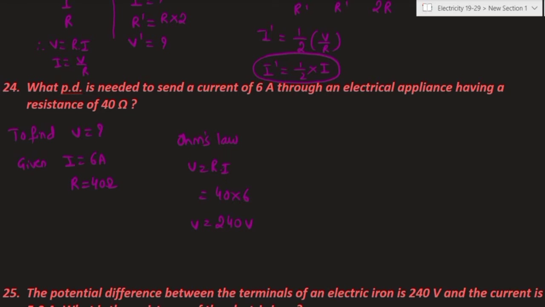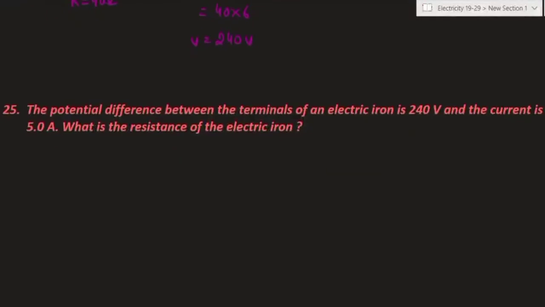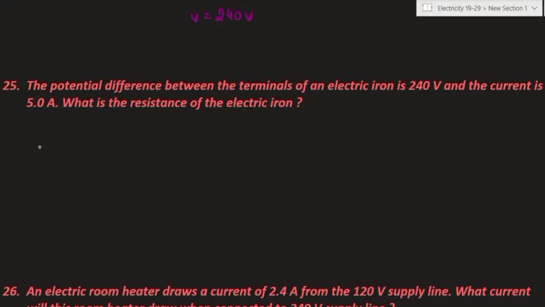Let us move to the next question now. The potential difference between the terminals of an electric iron. He had given potential difference as 240 volt and current as 5 ampere. What is it asking us to find? To find resistance is equal to question mark.